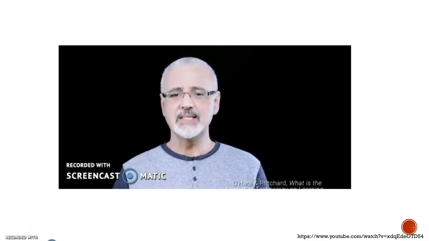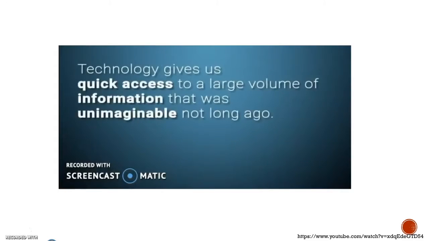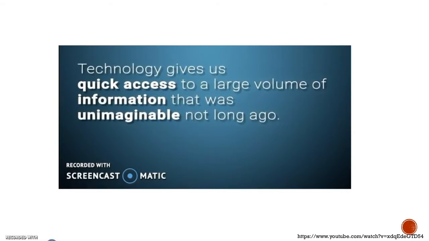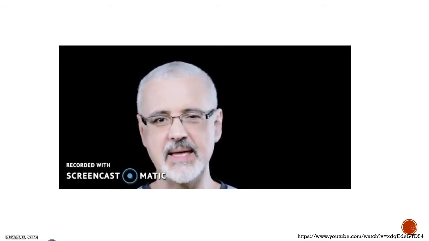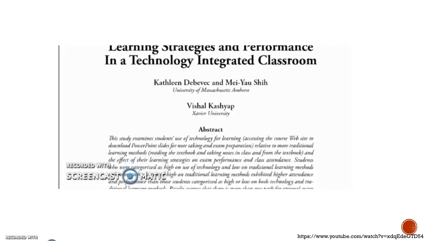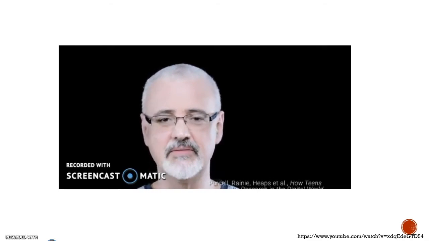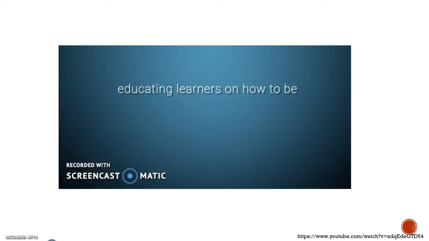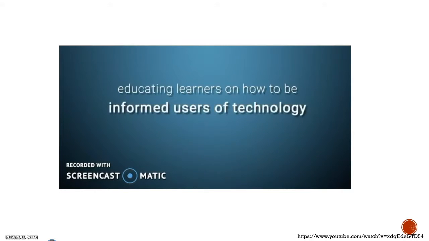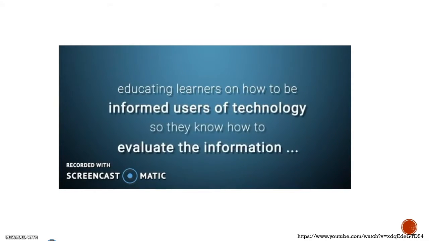A lot of research shows that, depending on how it's used, technology can actually enhance learning. Technology gives us quick access to a large volume of information that was unimaginable not long ago. But new technologies also create new concerns, perhaps because we don't understand its impact yet. Some studies suggest that technology can support teaching and learning. Other studies suggest that young Americans are turning to the internet instead of using their textbooks. That can be alarming to some because, let's be honest, there's a lot of junk on the internet. But then perhaps it's about educating learners on how to be informed users of technology so they know how to evaluate the information.